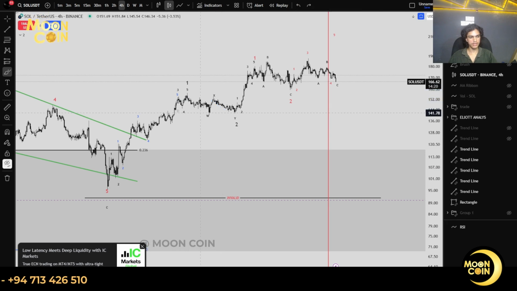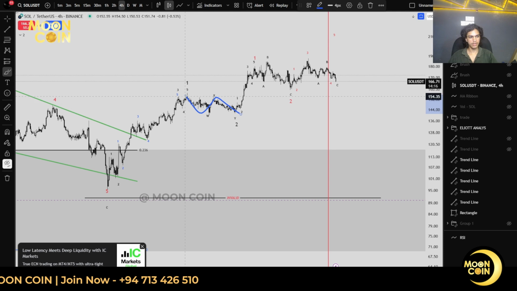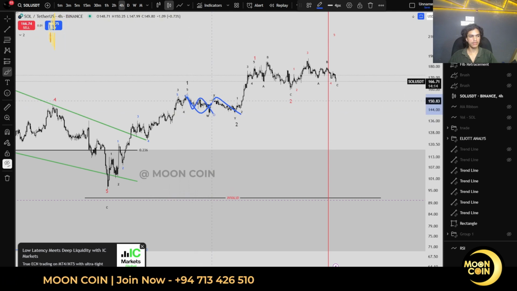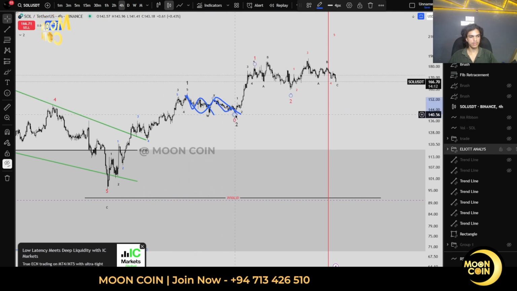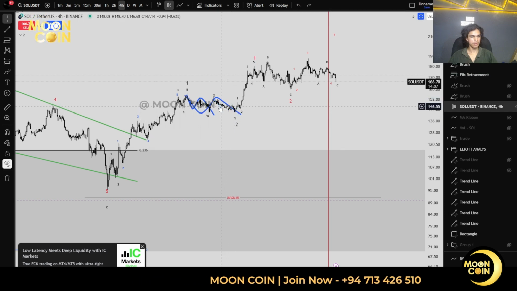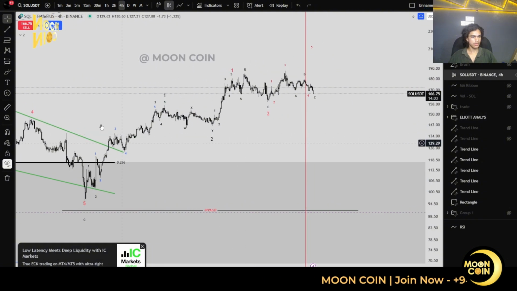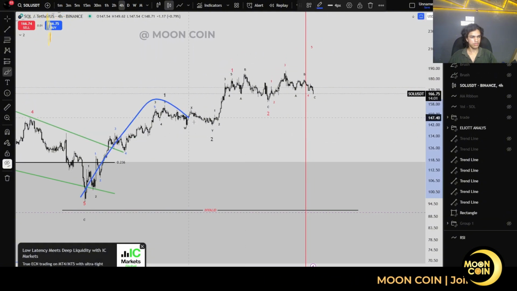We had a zigzag pattern here, so we have WXY. Inside the W we have ABC, and here ABC. So this completes a second wave in here. So we have 1 2.